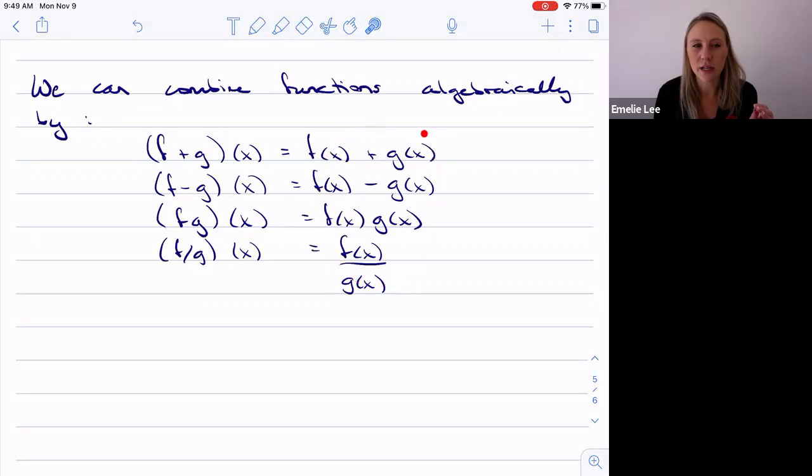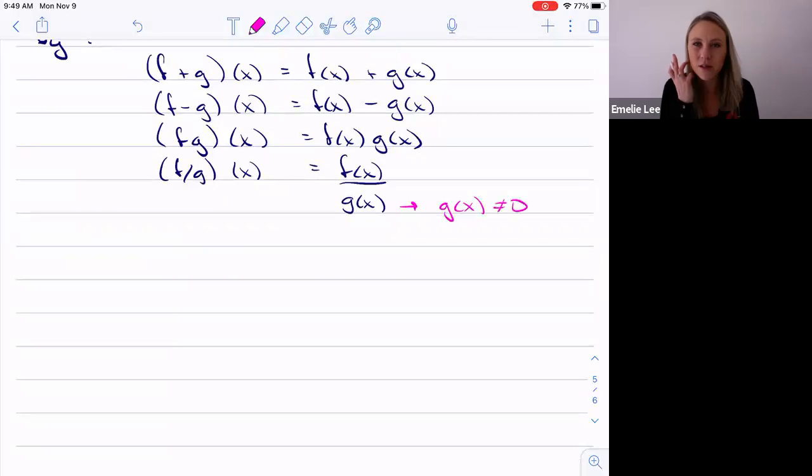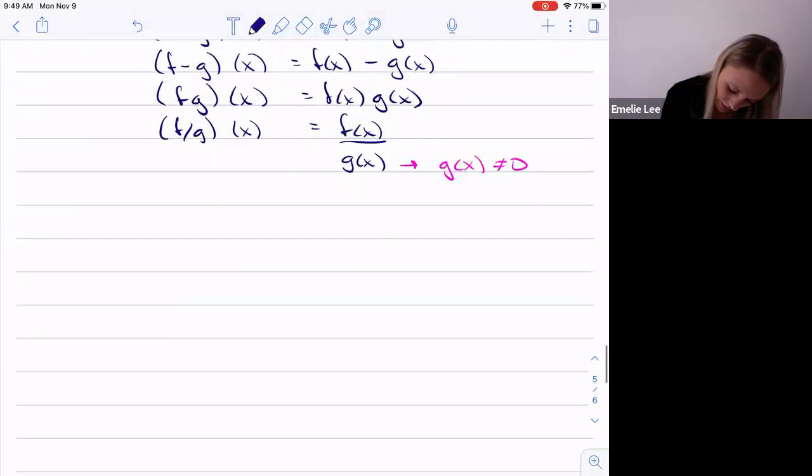Each of these are going to have a domain, right? So the domain of each of these is going to be just the overlap of the domain of f of x and g of x. Okay. So the only time that changes is here where we say g of x can't be equal to 0. G of x can't be equal to 0, right? If we're dividing, we have to make sure that we're not dividing by 0 because that's illegal math.